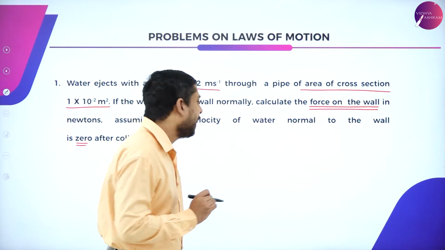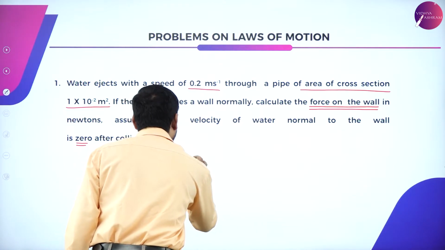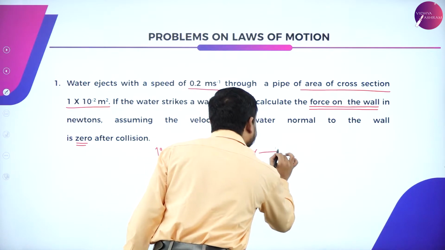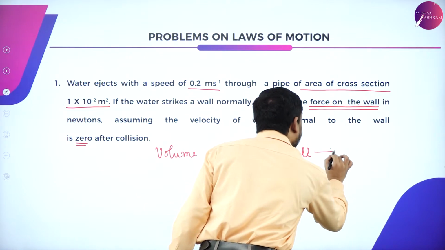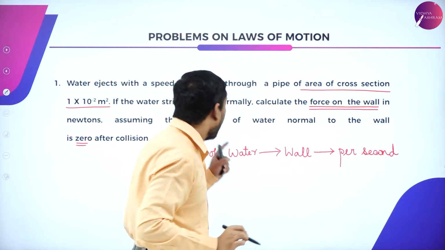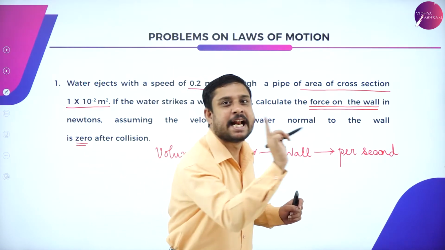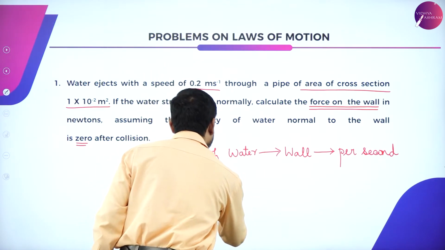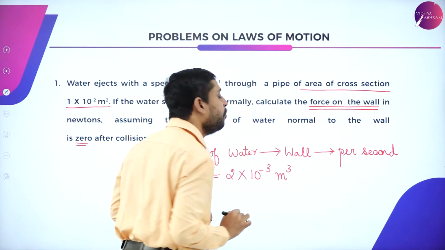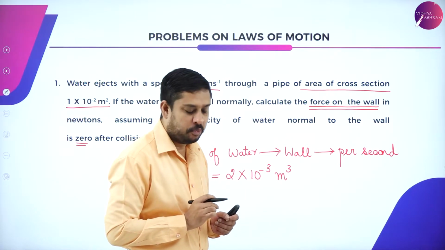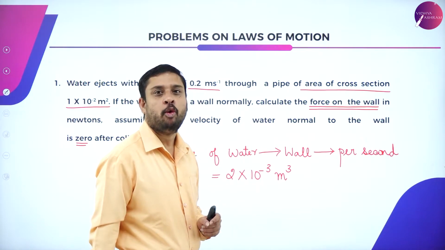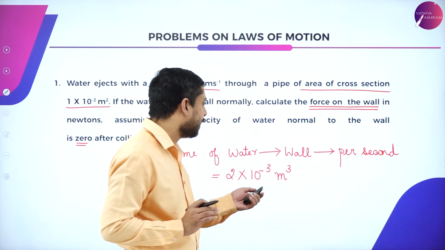Now, to begin with, volume of water which strikes the wall per second. So we will calculate the volume of water which strikes the wall per second, which is equal to 2 into 10 power minus 3 meter cube. So volume of water which is striking the wall per second is 2 into 10 power minus 3 meter cube.